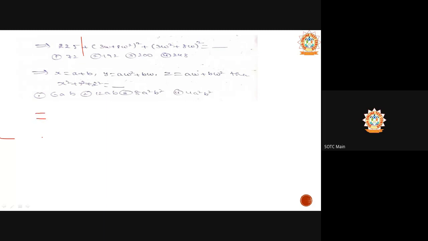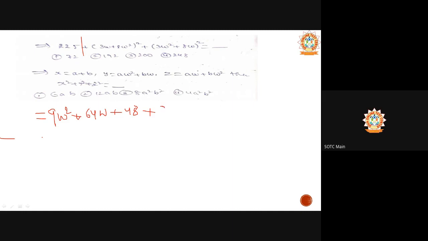So what will become? a square, that is 3 omega whole square, it will become 9 omega square, plus 8 omega square whole square, that is 64 omega power 4. That can be written as omega, plus 2ab, 2 into 3 into 8. What will become? 48 omega cube. 48 or 96? 48 only.